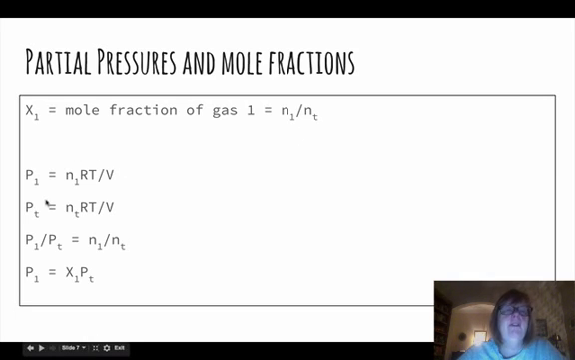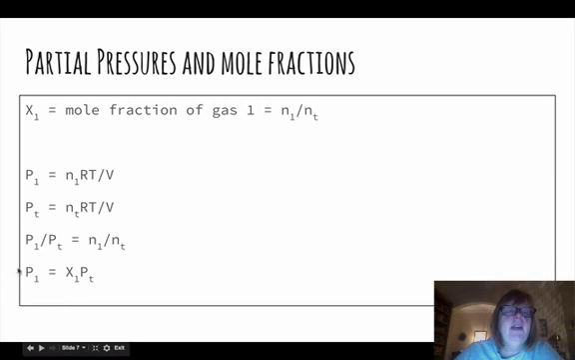Let's have a look here. P1, we saw in the last slide, is equal to n1RT divided by V, and here's the total pressure equation. If we are at the same temperature and volume and we divide these two equations, the RT and V cancel, and we're left with P1 over PT equal to n1 over nT. This is the mole fraction. So we can say that the pressure of gas 1 in the mixture is equal to its mole fraction times the total pressure.